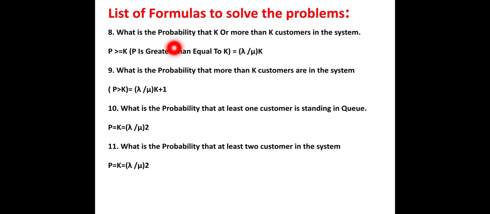Next, what is the probability that there are k or more customers in the system, that is P(n greater than or equal to k), given by lambda by mu to the power k. What is the probability that more than k customers are in the system? The same formula, you will add k plus 1. What is the probability that at least one customer is standing in the queue? That is nothing but lambda by mu the whole square. For at least two customers in the system also the formula remains the same.